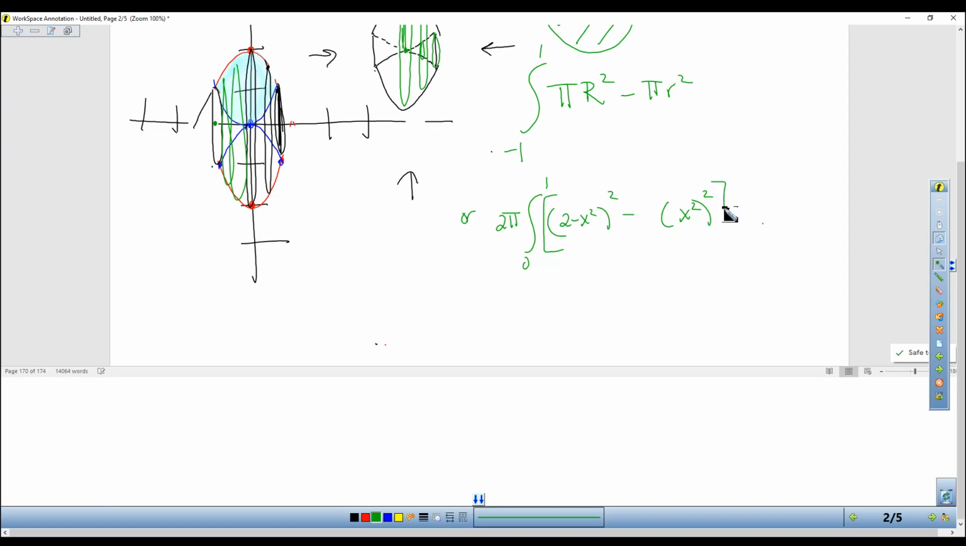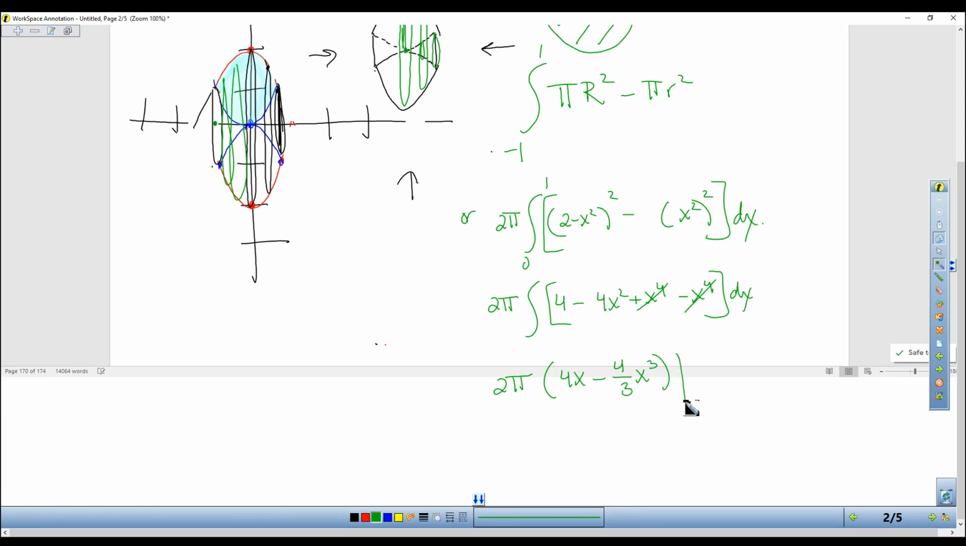So I'm going to put some brackets around that so I can put my dx in. And before I actually integrate, I am going to simplify. So this is 4 minus 4x squared plus x to the 4th minus x to the 4th. Ooh, that worked out nice. So those cancel. And now my actual integral will be 4x over 1 minus 4/3 x to the 3rd from, remember we're going from 0 to 1.